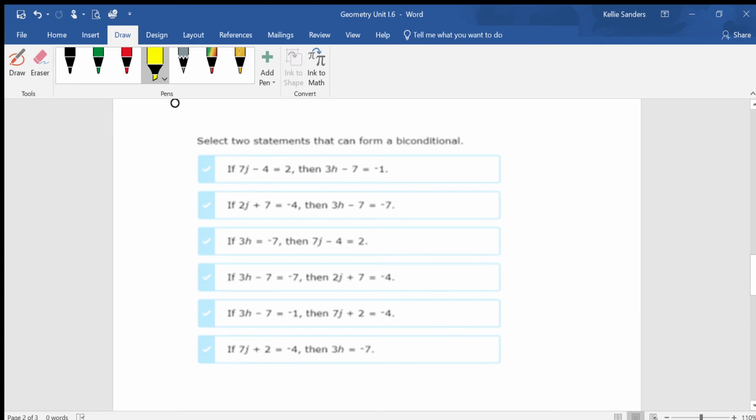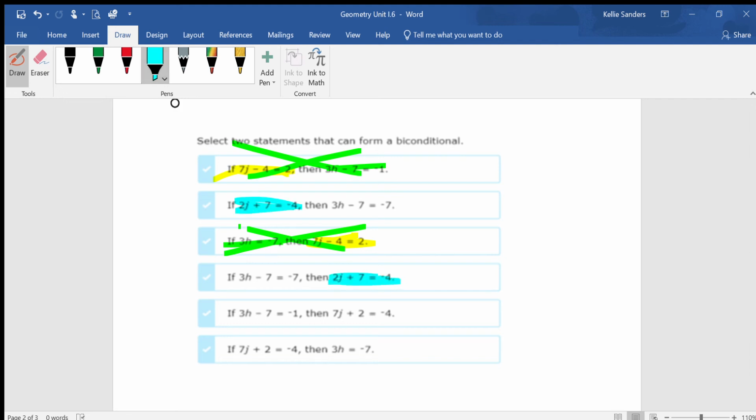Same thing. 7j minus 4 equals 2. 7j minus 4 equals 2. So are these the same? No. So it's not that. 2j plus 7 equals negative 4. 3h minus 7 equals negative. There we go. Got a purple with an if and then, and a blue with an if and then. So that's those two.